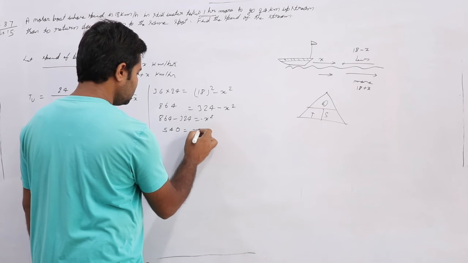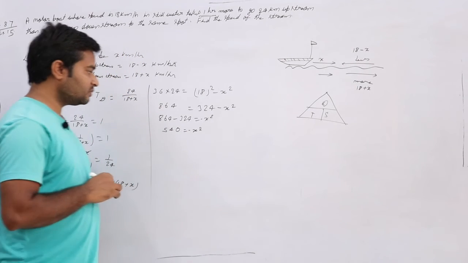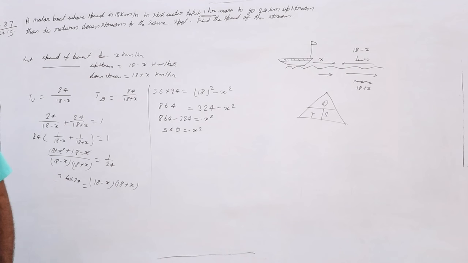540, right? Check. How much did you get? 540. 540 is the square of which number? x. 540 is the square of which number? Wait, let me check, one second. 540.